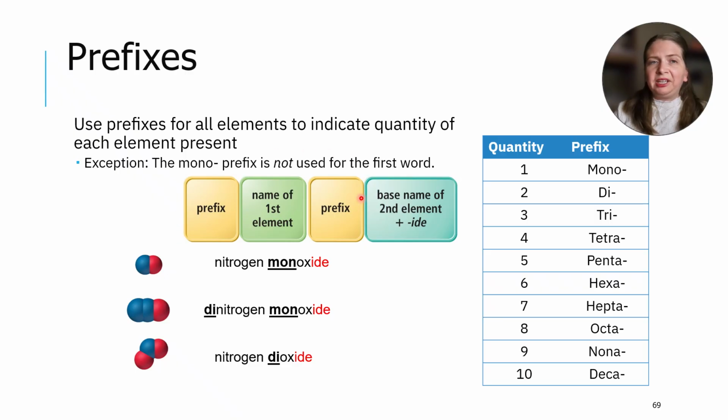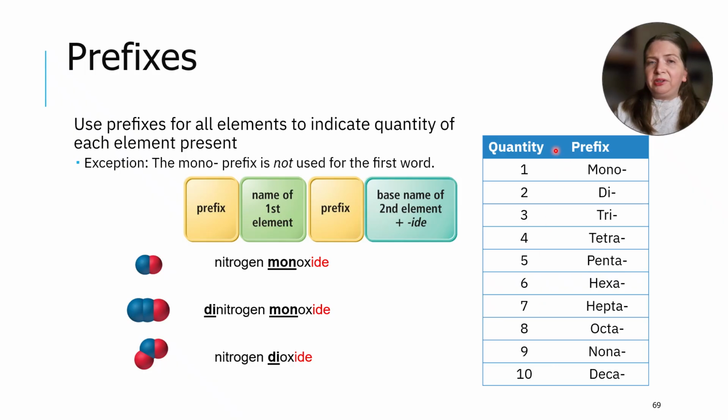Prefixes are used to indicate the number of atoms of each element. The suffix of the second element changes to IDE, just like it does in an ionic compound. The name of the first element remains unchanged. The prefixes are mono for 1, di for 2, tri for 3, tetra for 4, penta for 5, hexa for 6, hepta for 7, octa for 8, nona for 9, and deca for 10.